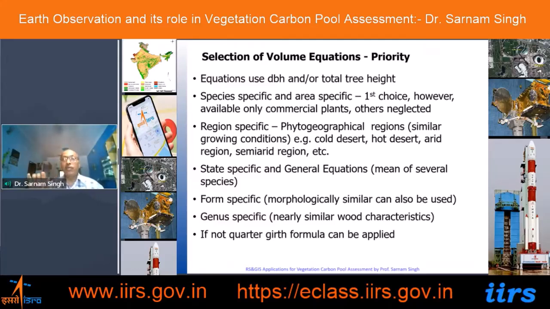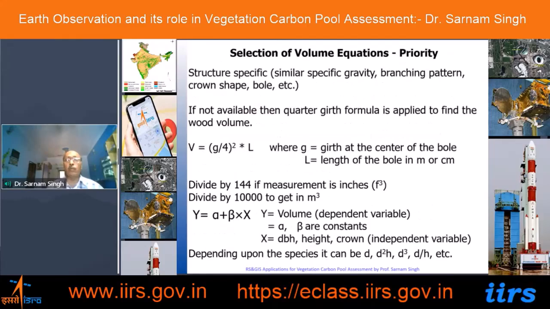If nothing is available, form specific, tree form. Based on that also you can calculate. If that is also not available, genus specific. Shorea robusta, Shorea is the genus. Suppose for Shorea assamica you don't have the volume equation, you can use the Shorea robusta equation in case it is not available. If nothing is available, there is the quarter girth formula. You can calculate the volume of a tree using the quarter girth formula. You can use that. So let me tell you how these volume equations vary.